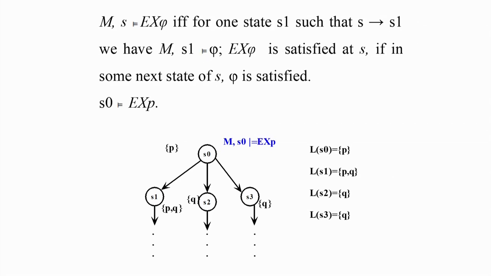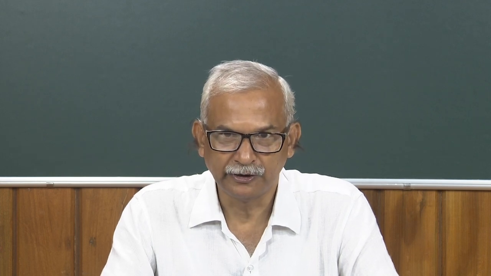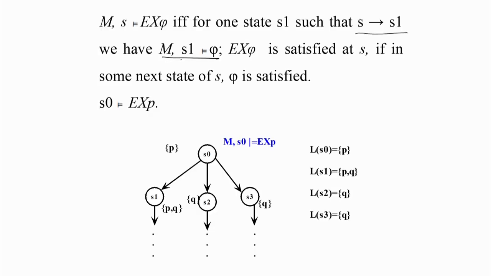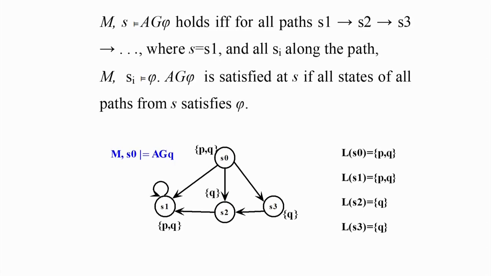Similarly, EX Q: whether M, S models EX Q. Here also we look for a transition from S to S 1, and if there is one such transition where M, S 1 models phi, then we can say that EX phi is true in that given state. So AX says that you look at all the next states and check whether phi is true in those states, while for EX phi you look for at least one such next state where phi is true, M, S 1 models phi. So for one state S 1 such that we have a transition from S to S 1 with M, S 1 models phi, we can say that M, S models EX phi.